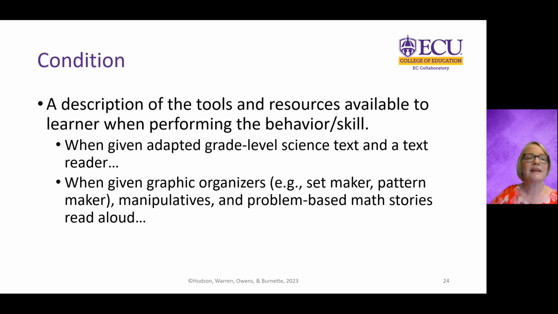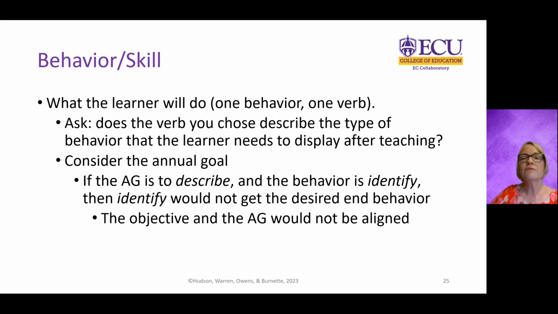Okay. Now, the behavior describes what the learner will do. The behavior describes one behavior and includes a verb. When writing the behavior, ask yourself if the verb you chose describes the type of behavior that the learner needs to display to reach the objective, to reach the goal, right? For example, if the annual goal is to describe, but the behavior is to identify, then even when the student masters the objective, the behavior doesn't get to the annual goal because the annual goal and the objective aren't aligned. We looked at that earlier, didn't we?